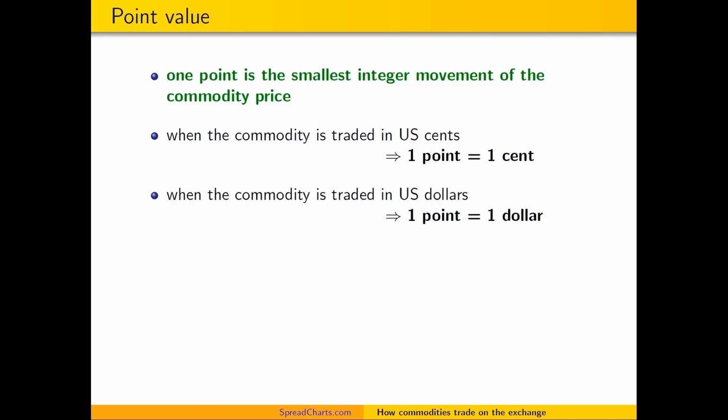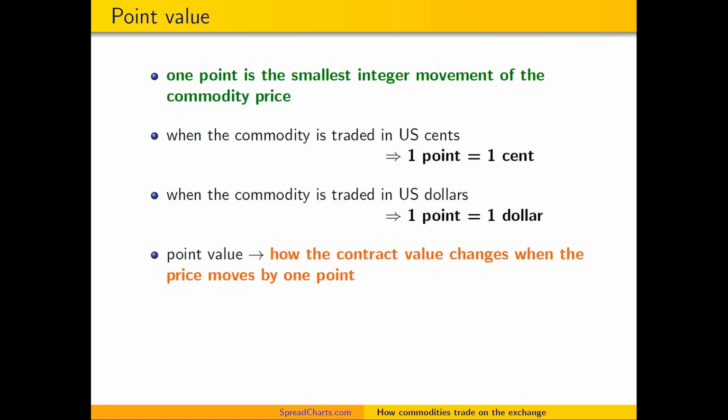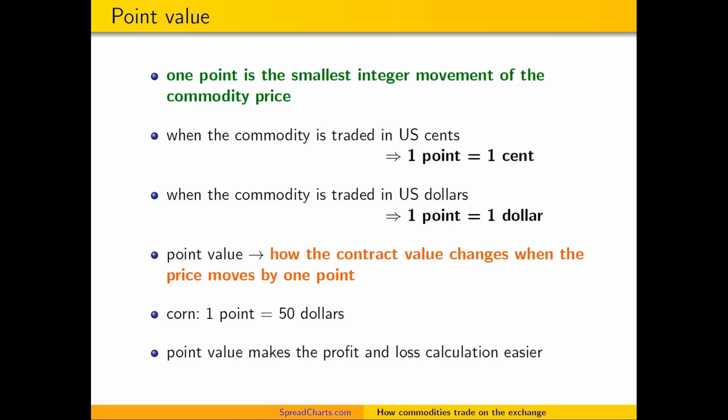And finally, the point value is the change in the value of the contract if the price changes by 1 point. In other words, our profit or loss if the price moves by 1 point on the chart. Corn, for example, has a point value of $50. This will make the calculation of the profit or loss much easier.